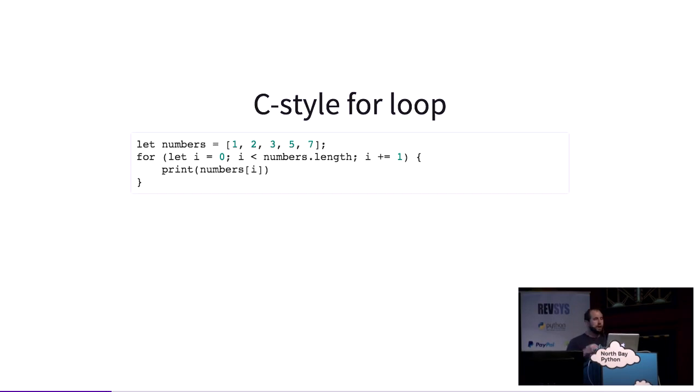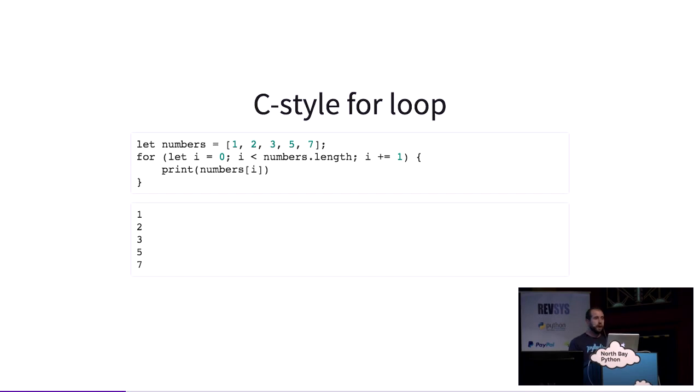We check whether I is less than the length of numbers, which is an array, like a Python list. And we loop, we print out the index that we're at there, and then we increment I by 1 each time that we loop. Once this condition, I is less than the length of numbers, is no longer true, we will stop looping. So we end up printing out all the numbers in this array. So this is a for loop in JavaScript.